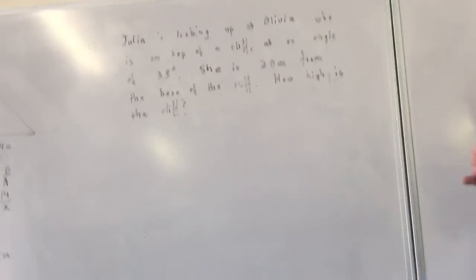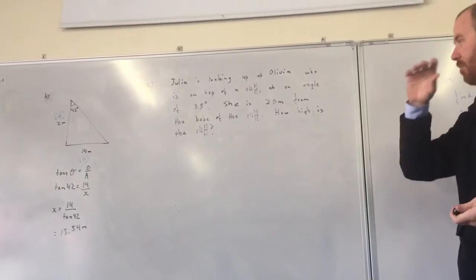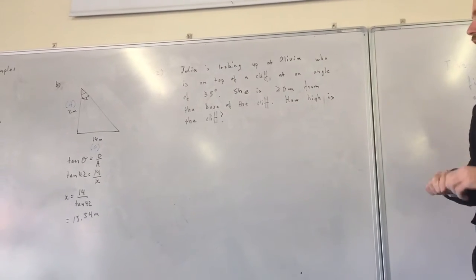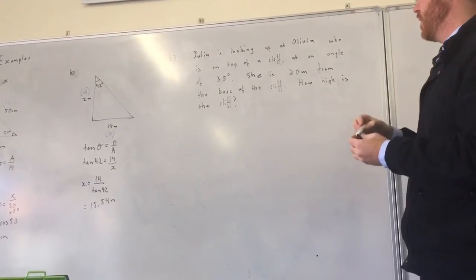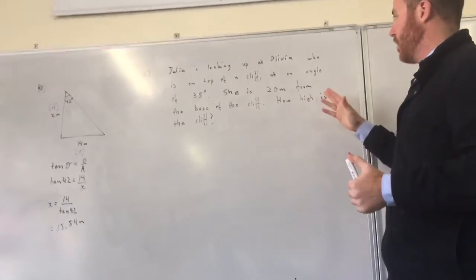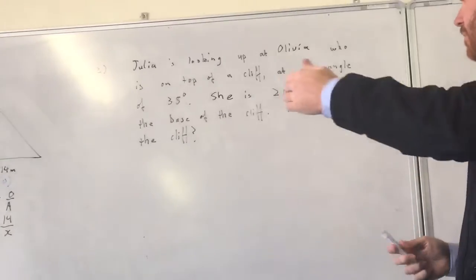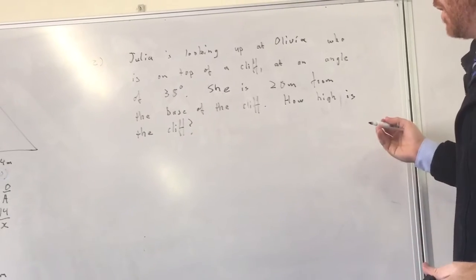Okay, and this is a topic we're going to spend a lot of time on as well. There's a lot of practical problems this can solve. This is just an example of one. Sorry for using your names, but imagine we have Julia at the bottom of a cliff, looking up at Olivia, who's at the top of the cliff. She's looking up at an angle of 35 degrees, and she knows she's standing 20 metres away from the base of the cliff, and how high therefore is the cliff?